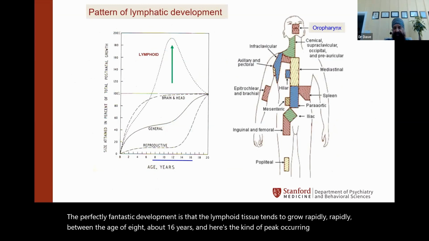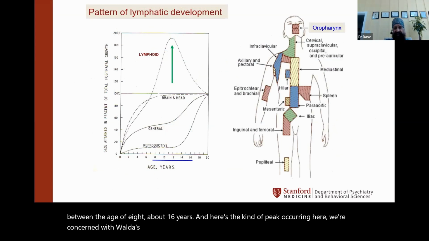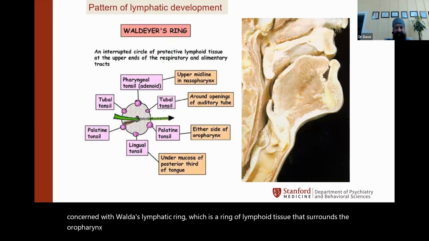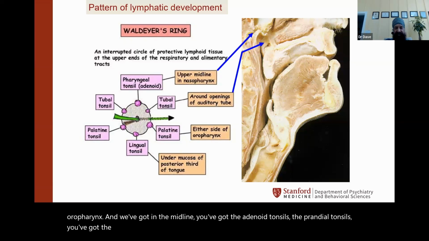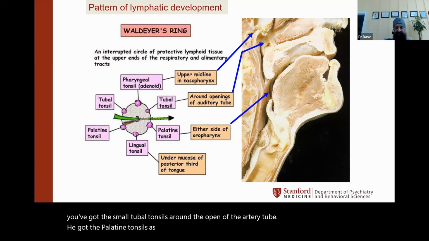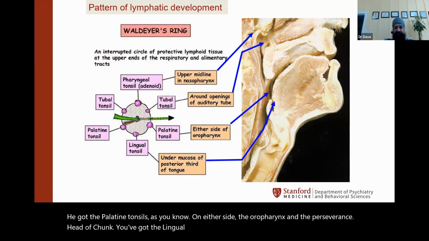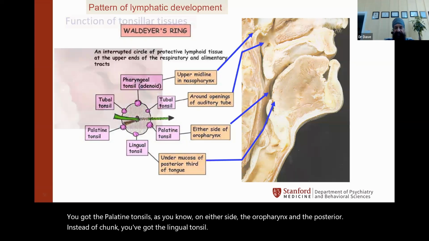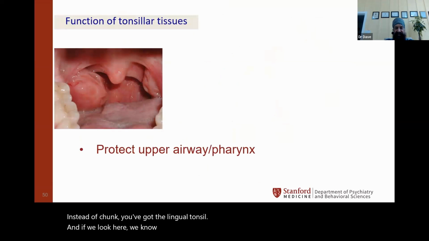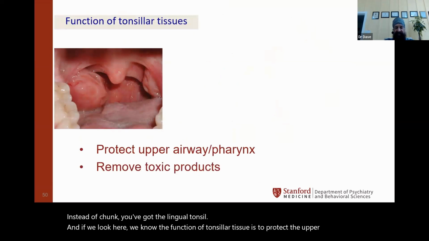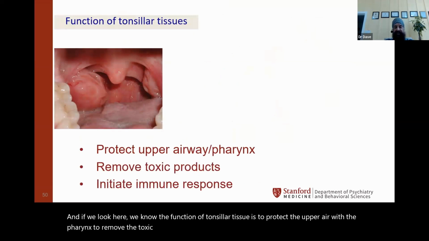We're concerned with Waldeyer's lymphatic ring, which is that ring of lymphoid tissue that surrounds the oropharynx. In the midline, you've got the adenoid tonsils, the pharyngeal tonsils. You've got the small tubal tonsils around the opening of the auditory tube. You've got the palatine tonsils, as you know, on either side of the oropharynx. And at the posterior one-third of the tongue, you've got the lingual tonsil. And we know the function of tonsillar tissue is to protect the upper airway and the pharynx, to remove the toxic products, and initiate the immune response.